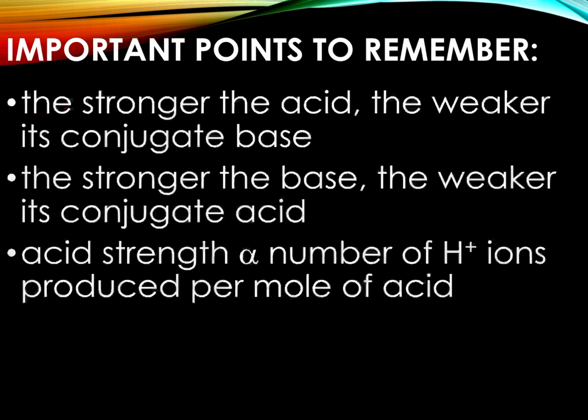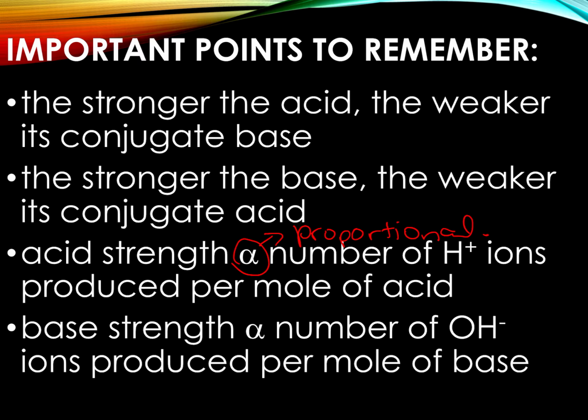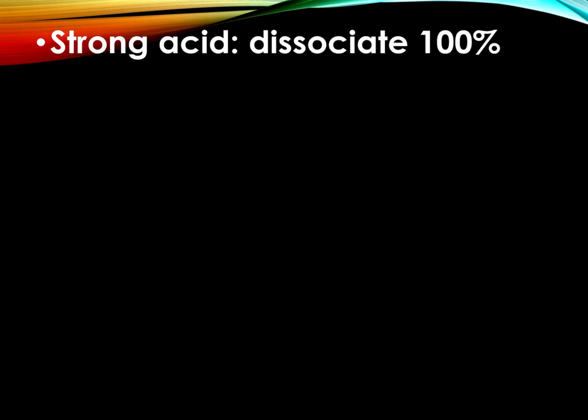And the acid strength is proportional to the number of hydrogen ions. So this is the short form for proportional. And the base strength is proportional to the number of hydroxide ions produced per mole. Okay, so strong acids dissociate 100%. So hydrochloric acid is a very common example of a strong acid.